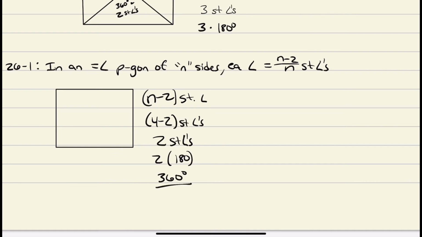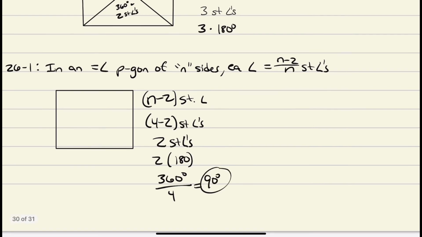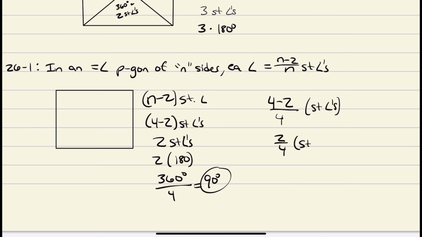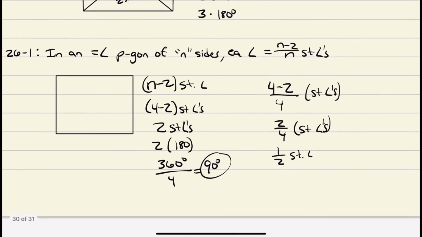And so that's the idea. We can simply do that same thing here. We could do 4 minus 2 over 4 straight angles, and you would get the same exact thing. We would get 2 over 4 straight angles, and then we get 1/2 of a straight angle, and so each angle would be 1/2 of a straight angle, or 90 degrees.